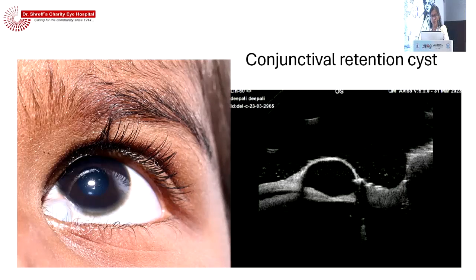So here again the idea is either we can go for marsupialization, excise the lesion till here, till at the edges, and whatever is remaining at the base we can either just cryo and leave it there, or if it is possible to separate or scrape off the rest of the epithelium, we tend to do that.